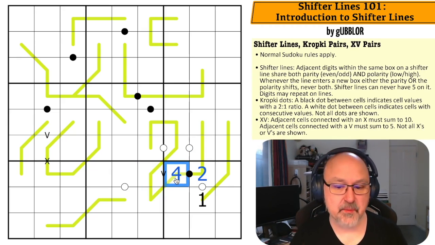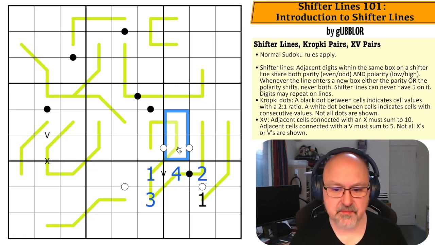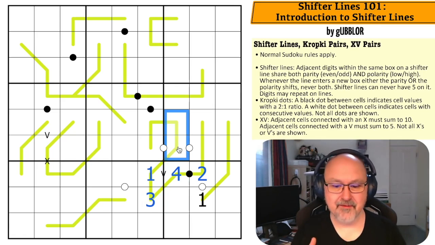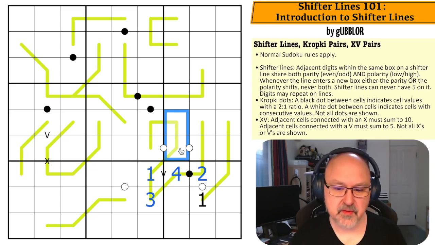Well, I know what they are, because the 4 on the V makes this the 1, which means this has to be low and odd. It's the 3. Now, this must either... Right. These must be 7, 9. Oh, this is cool. This is very, very cool.